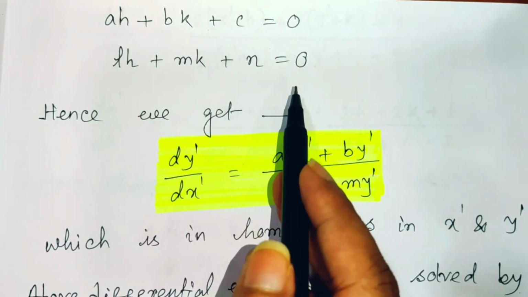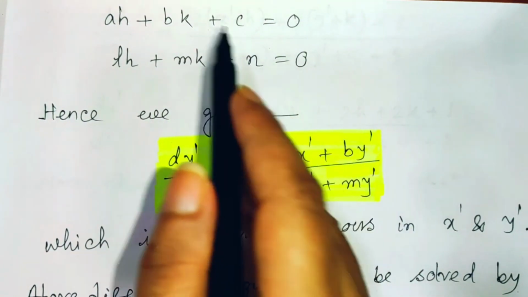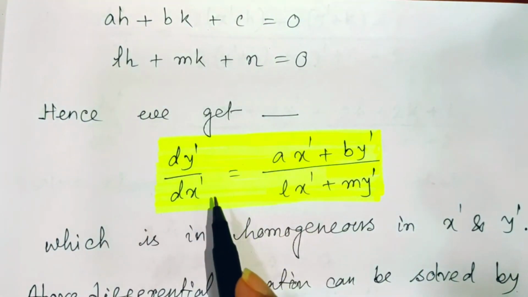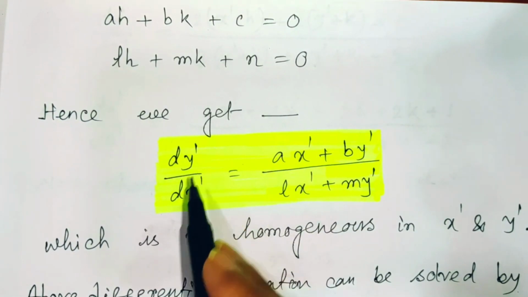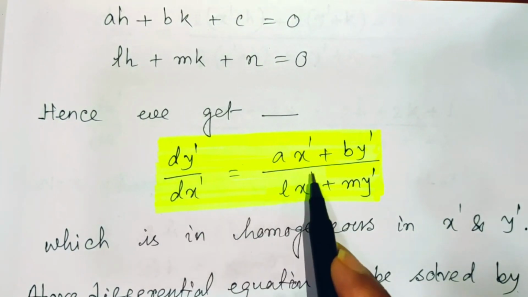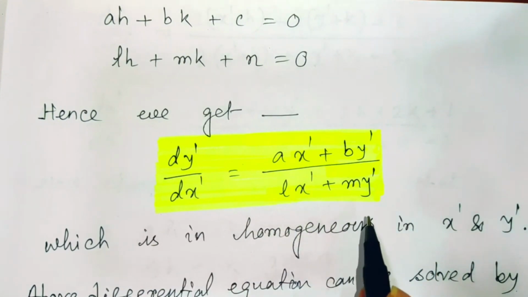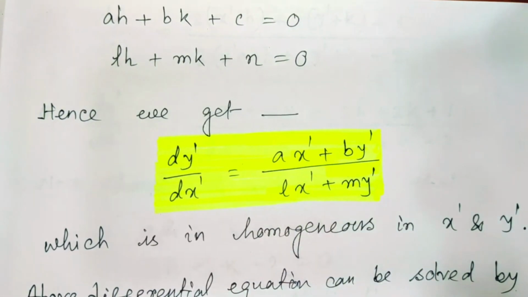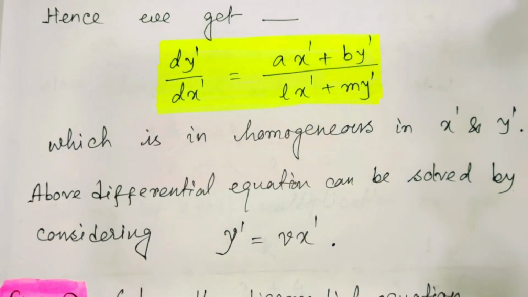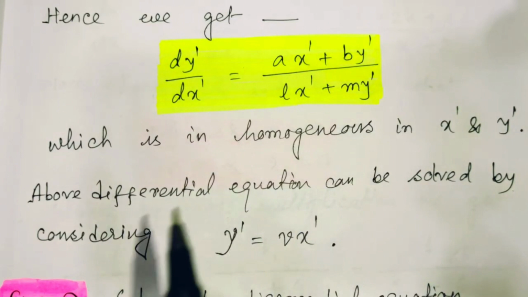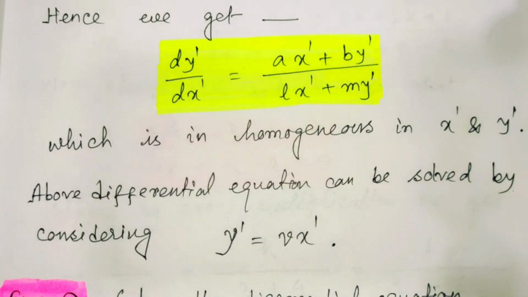So when for the particular h and k values these two are 0, then our equation reduces to dy dash by dx dash is equals to a x dash plus b y dash divided by l x dash plus m y dash. Now this one is homogeneous in terms of x dash and y dash. So this differential equation can now be solved by simple substitution of y dash is equals to v x dash, that we know from our previous video.